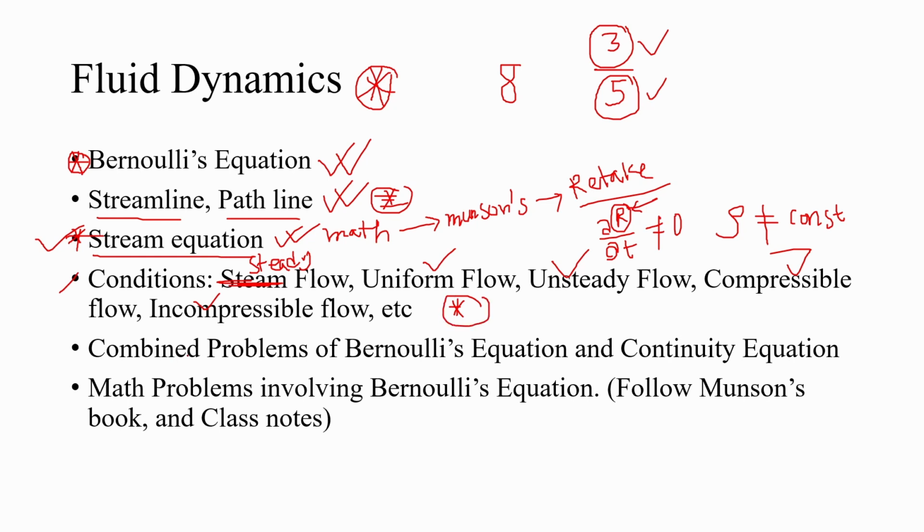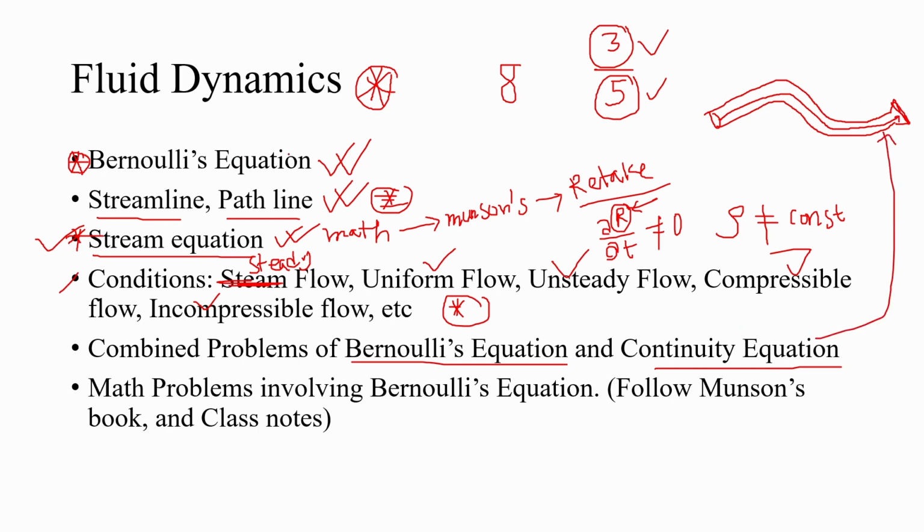Some combined problems using Bernoulli's equation and continuity equation. For example, you have a pipe and there's a flow through the pipe, and there is a sudden change in the diameter, right? We solved this problem in the class. So these are the combined problems, like there is a fluid flowing in this direction and going out. So you need to utilize the continuity equation, also the Bernoulli's equation to solve this problem.